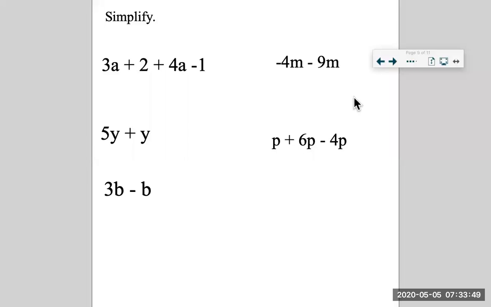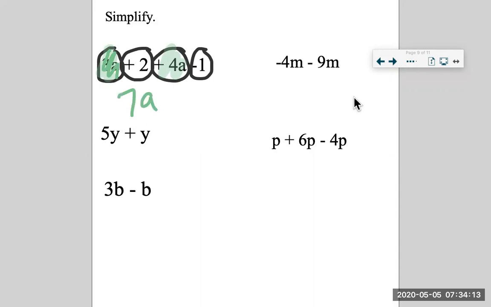So when you're simplifying, a good habit is to circle the terms like we just practiced. So in this case, we have 3a, +2, 4a, and -1. So of those, the like terms would be the variables, 3a and 4a, which would give you a total of 7a's. And then we could combine the constants of 2 and -1 to get a +1. So this expression is a simplified version of the original expression.